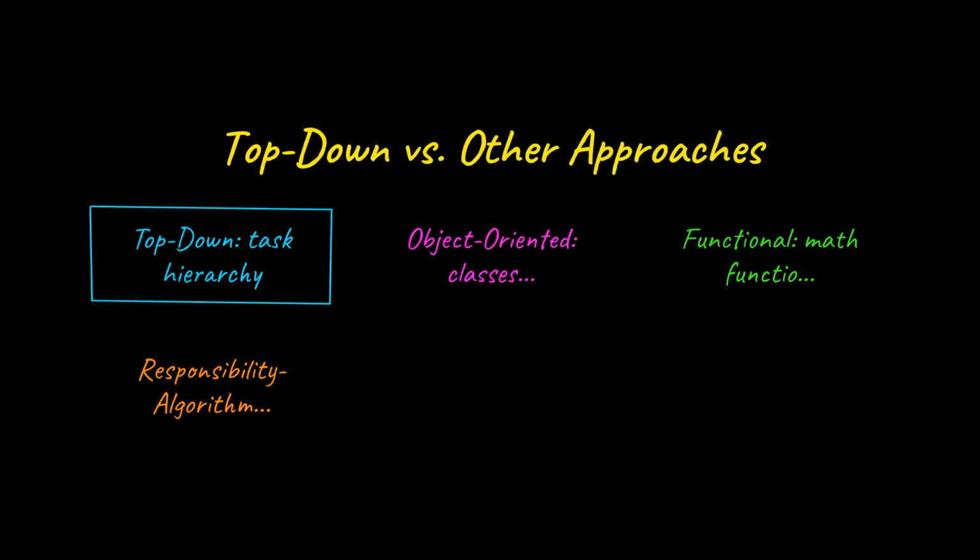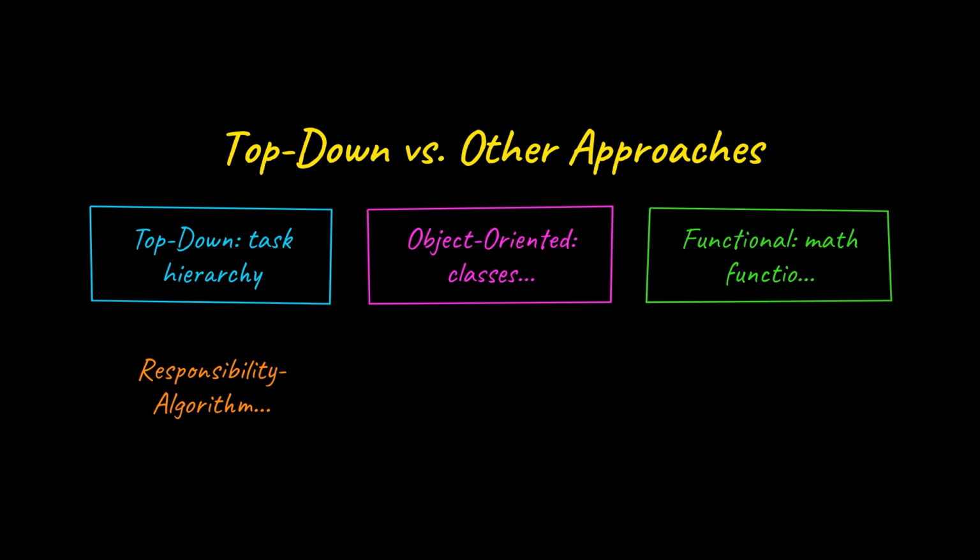Top-down design is often confused with 3 other approaches. Object-oriented decomposition models interacting objects with data and behavior. The functional paradigm builds programs from mathematical functions. The responsibility algorithm stage is just one phase inside object-oriented design. Only top-down design is defined by successively splitting a problem into smaller procedural tasks.